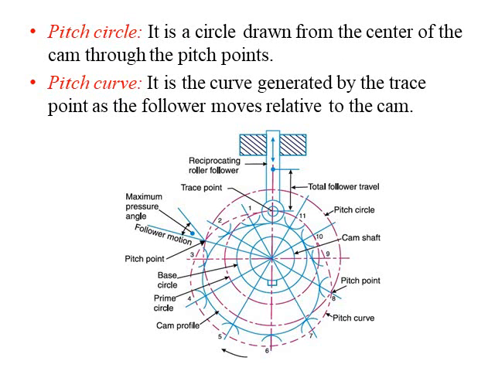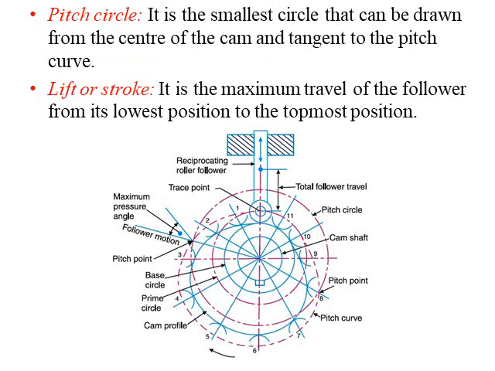Next type we have is the oscillating or rotating follower. When the cam is rotating uniformly, and that uniform rotation of the cam is converted to an oscillatory motion of the follower, it is called an oscillating or rotating follower. As in the sketch, the cam is rotating, but the motion followed by the follower is oscillating. Hence, it is called oscillating or rotating.